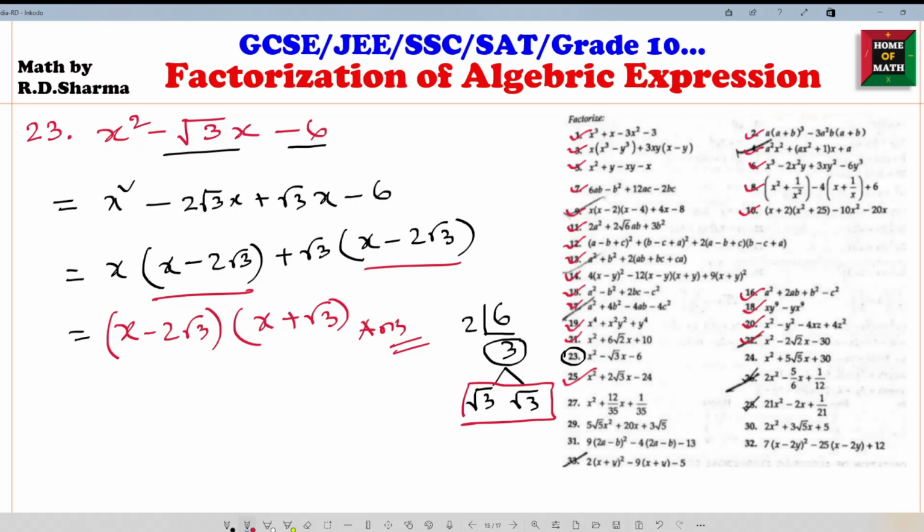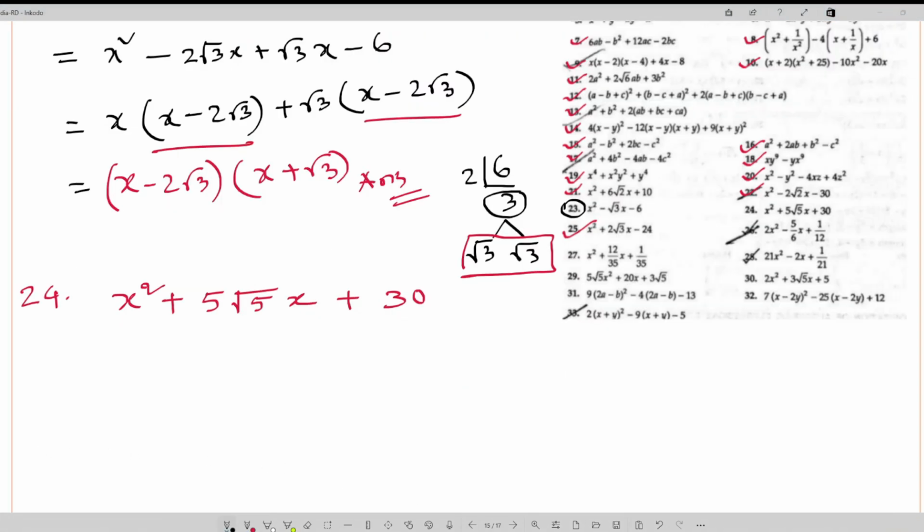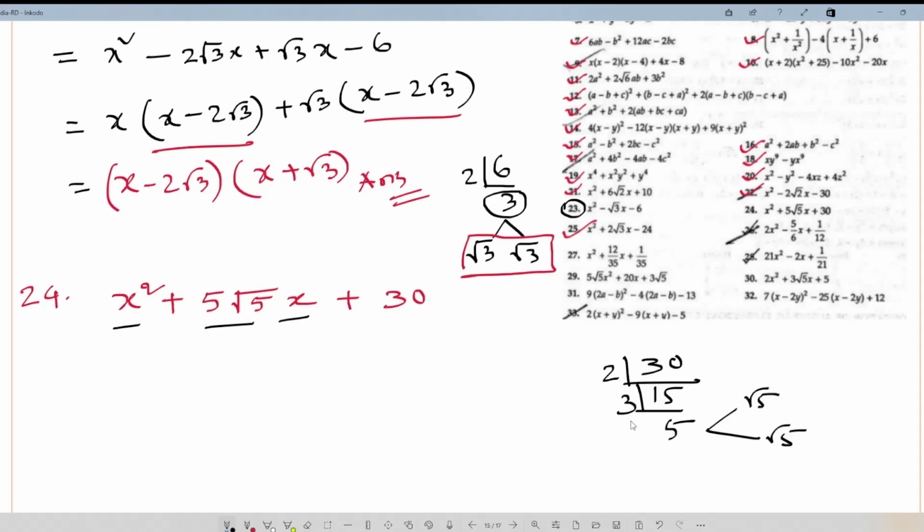Number 24. Here is also similar, another root thing. So here is x square plus 5 root 5 x plus 30. This 30, once we factorize, divide by 2, so here is 15, divide by 3, here is 5. Look, here is root 5. So this 5 we can write root 5 and root 5, right?